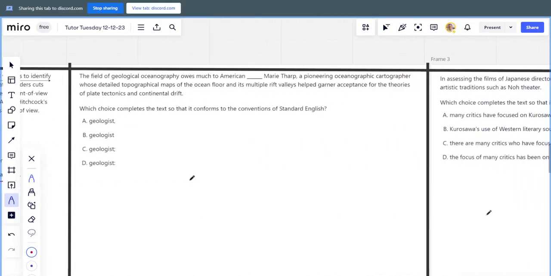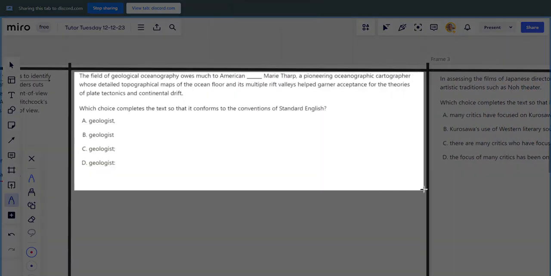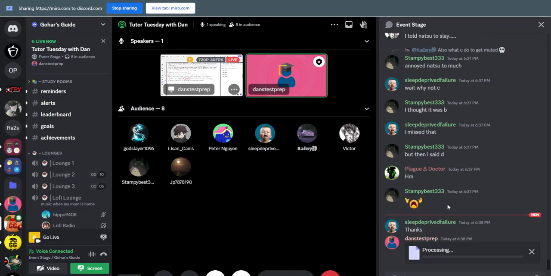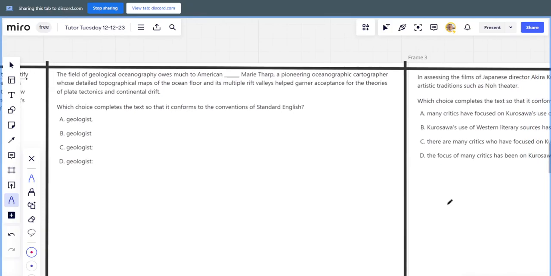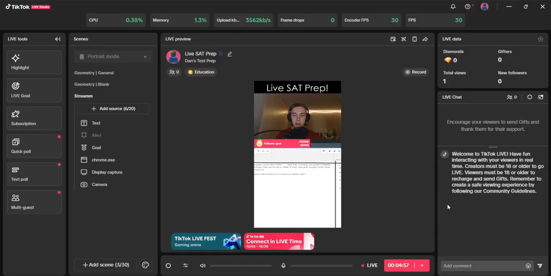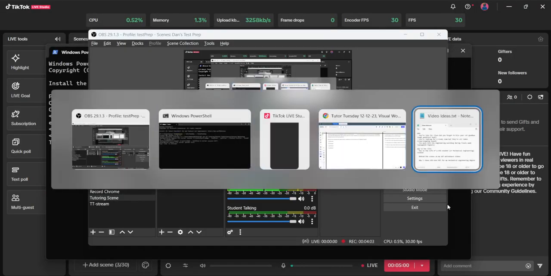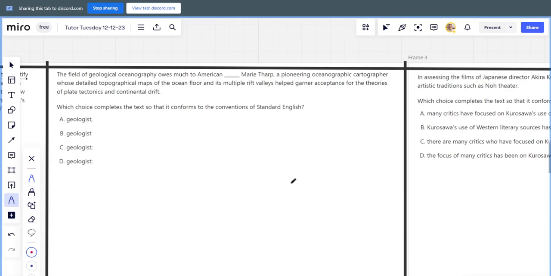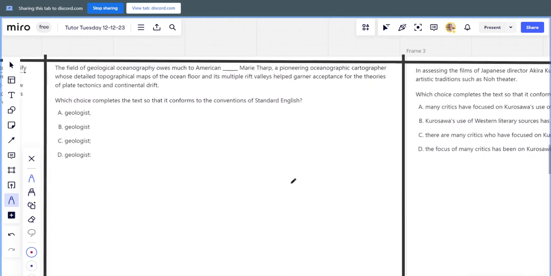Let's take a look at the next one. This is another one that a lot of people were confused on in a Discord. It says, the field of geological oceanography owes much to American blank Marie Tharp, a pioneering oceanographer or oceanographic cartographer whose detailed topographical maps of the ocean floor and its multiple rift valleys helped garner acceptance for the theories of plate tectonics and continental drift.